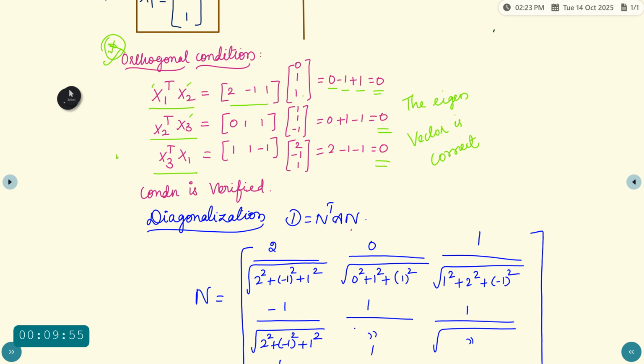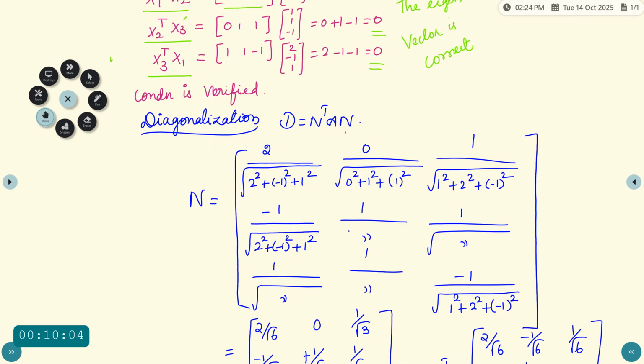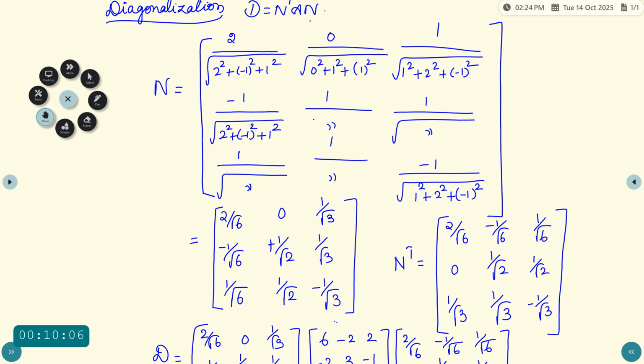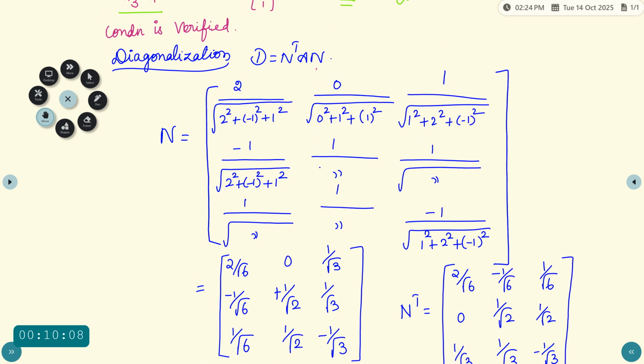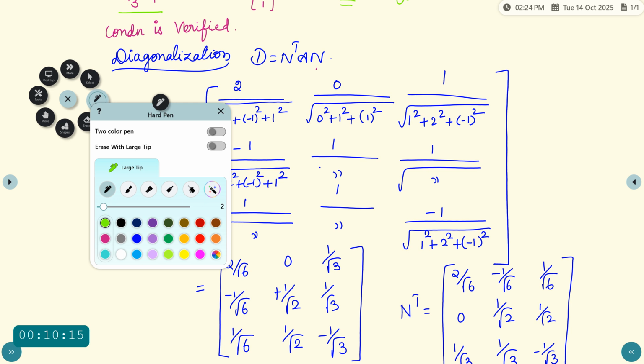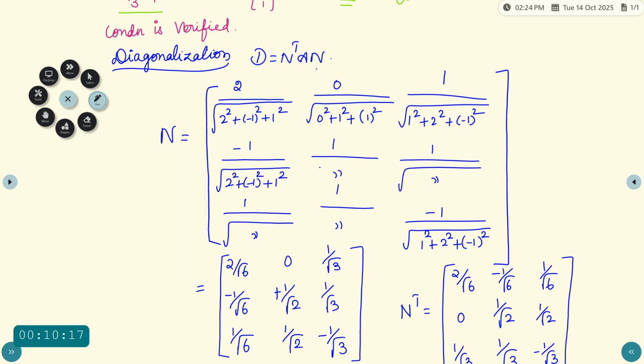Next, we are going to perform diagonalization. What is the formula for diagonalization? D equal to N transpose AN. In the last lecture class, I explained how to diagonalize a matrix. Here also the same. D equal to N transpose AN. First we are going to find N. N is the normalized modal matrix.